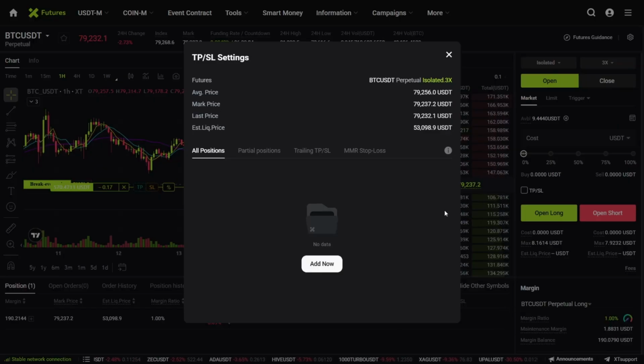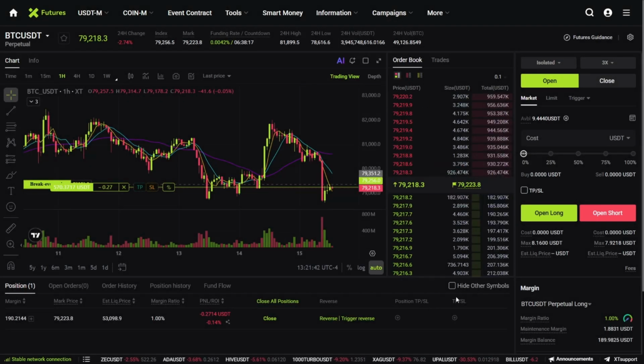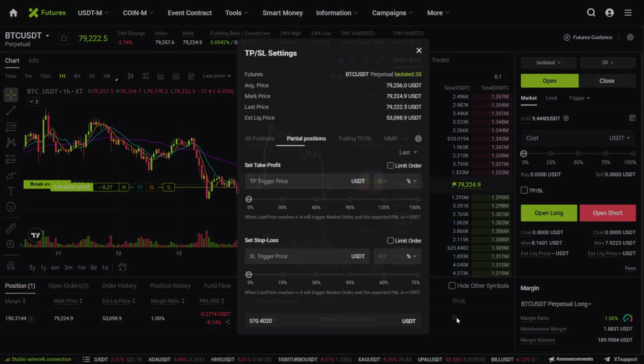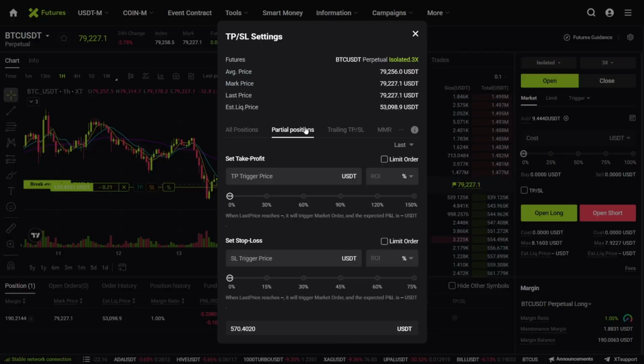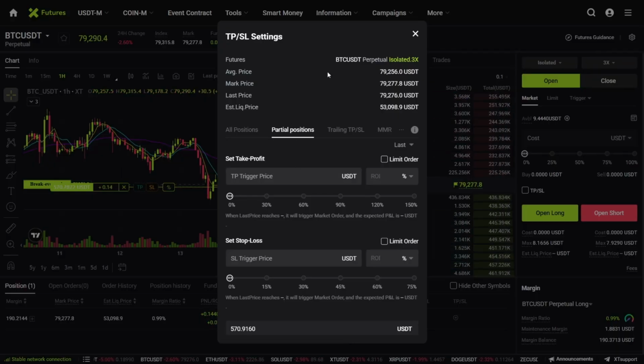Next, I'm going to show you how to add multiple/partial take profit and stop losses to your position. So we can click exit here, and under TP and SL, we can click on the plus sign, and we can see now we are in partial positions. Setting a partial position on a take profit and stop loss means instead of closing your entire position at one price, you can close only part of the trade. For example, if you're in a Bitcoin long position, you might take profit on 50% of the trade at your first target and leave the other 50% open in case Bitcoin keeps moving higher.